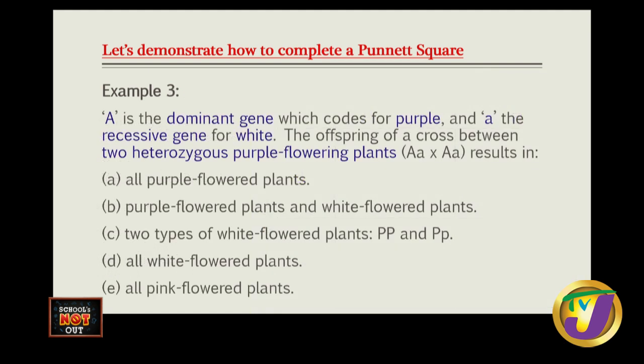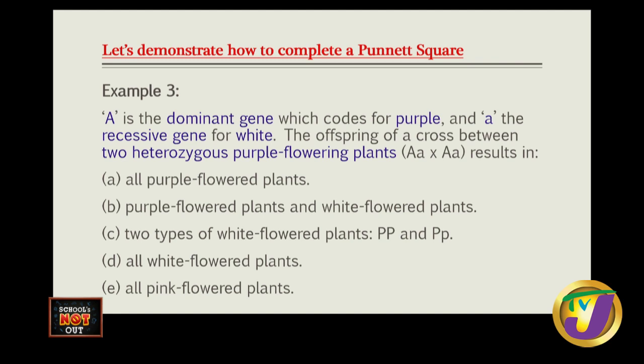Let's look at example number 3. We have a dominant trait, capital A, which in this case results in purple, and the recessive, lowercase a, results in white. We're asking what the possible offspring would be from 2 heterozygous parents. If there are 2 heterozygous parents, it means that one parent has a dominant capital A and a recessive lowercase a, and the next parent has the same.